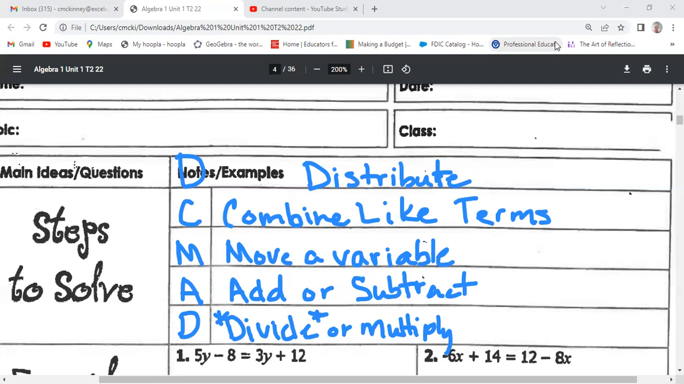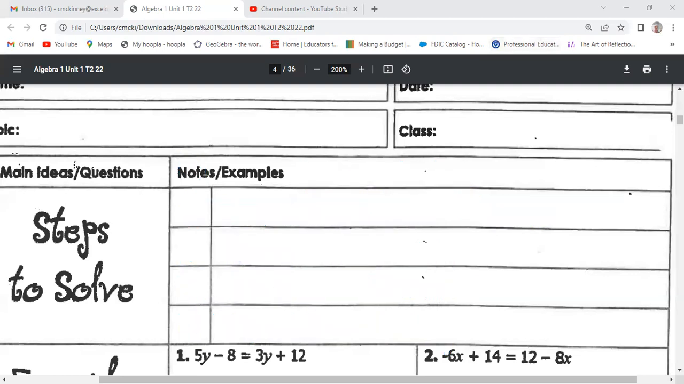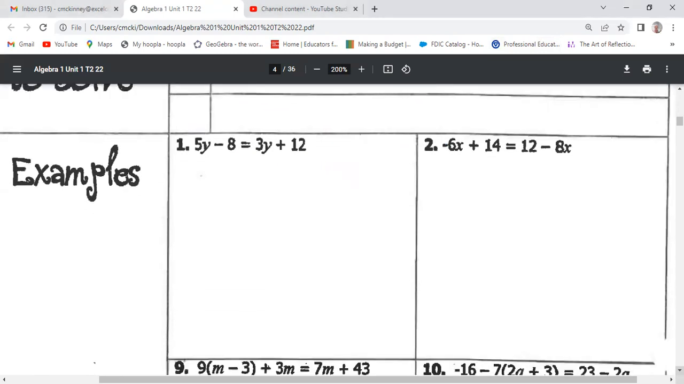Some of these problems, we're going to jump in at M for move a variable. So 1 and 2 don't have any distributing to do. They don't have any like terms to combine. We start with the 3rd step on 1 and 2. All right, so not every problem is going to have every one of these steps. They probably all will have move a variable because that's kind of the purpose of this part of the lesson. All right, so let's head on down here to some of these examples.